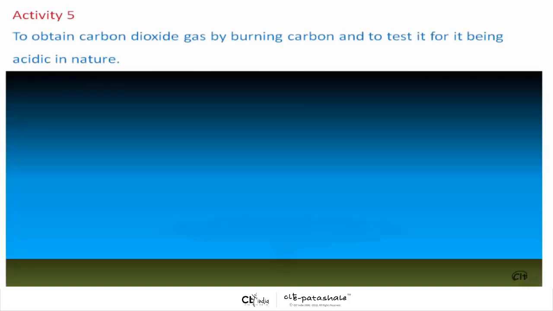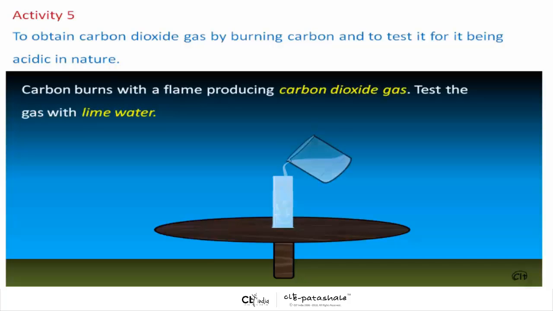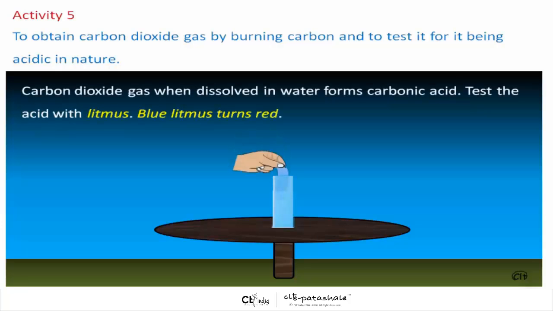Now here's another activity. To obtain carbon dioxide gas by burning carbon and to test it for being acidic in nature. Similarly as the previous activity, place a burning piece of charcoal on a deflagrating spoon and lower the spoon in a jar full of oxygen. Carbon burns with a flame, producing carbon dioxide gas. Test the gas with lime water. Carbon dioxide, when dissolved in water, forms carbonic acid. Test the acid with litmus. Blue litmus turns red.